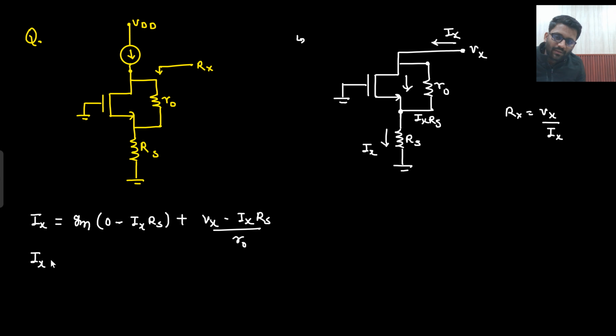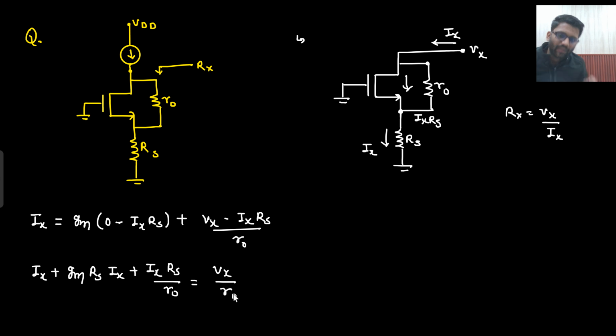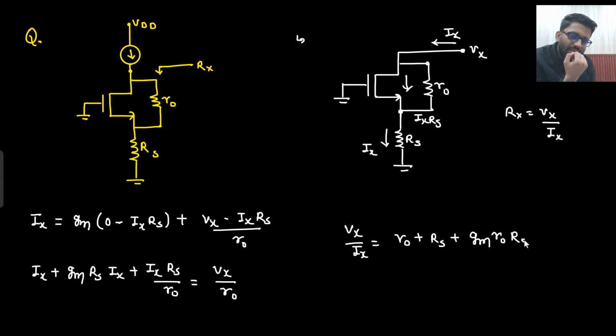Okay. So Ix plus Gm Rs Ix plus Ix Rs upon R naught is equal to Vx upon R naught, right? So what are you getting from here? Vx by Ix, Vx by Ix I need to get. So R naught will be cancelled. So what will be the answer that I am writing down here? That will be R naught plus Rs plus Gm R naught Rs. This will be the answer.